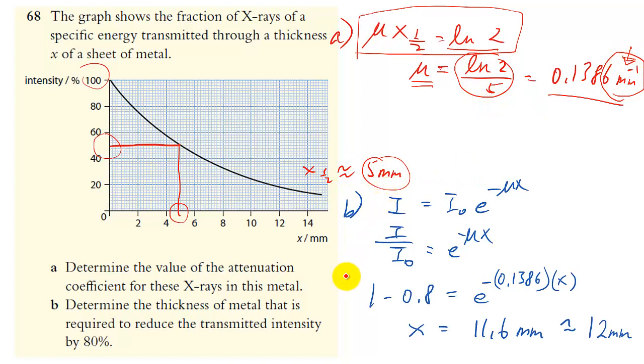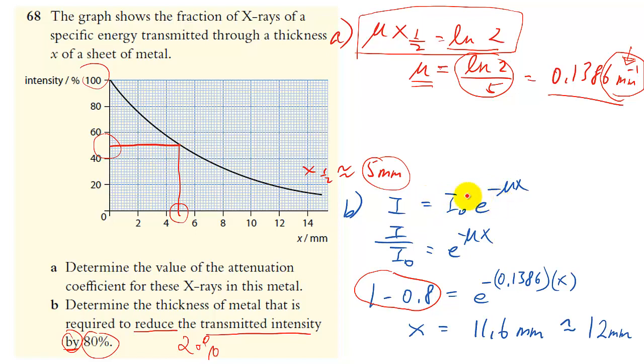For part B, it asks you, what is the thickness so that it will reduce the transmitted intensity by, okay, be careful, by 80%. So be very careful with the word here, by 80% or to 80%, that will make a huge difference. So by 80% means you only have 20% remaining. So that's why I do 1 minus 0.8, 100% minus 80% here.